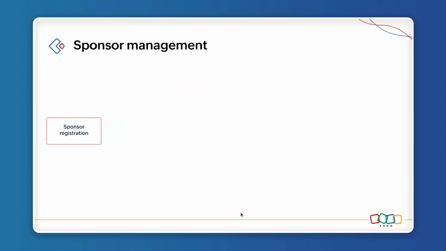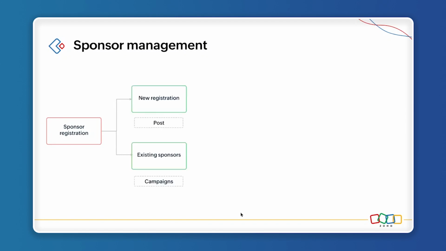Similar to the donor management module, in the sponsor management, the sponsors will start to register with us if they are interested in the event. Here as well, I am separating the sponsor registrations into new registrations and existing sponsors. New registrations are the people who are showing interest only for this event, and existing sponsors are the sponsors who have shown interest in the previous event as well.